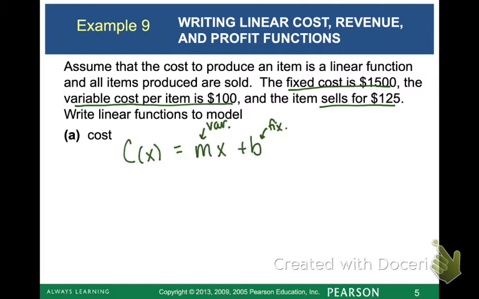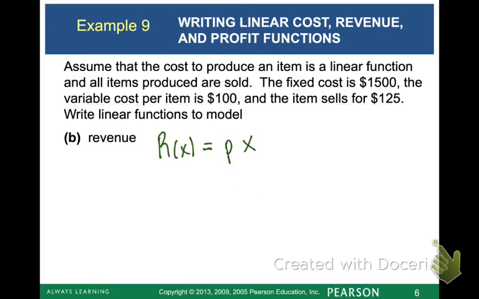So first thing I'm going to do is write down my cost function, mx plus b. M stands for the variable cost, b stands for the fixed cost. So if I just plug those two numbers in, we get a function C of x equals 100x plus 1,500. Next, we're going to write a function for the revenue. Revenue is p times x, so price of your item that you sell it for, times x. So we get R of x equals 125x.